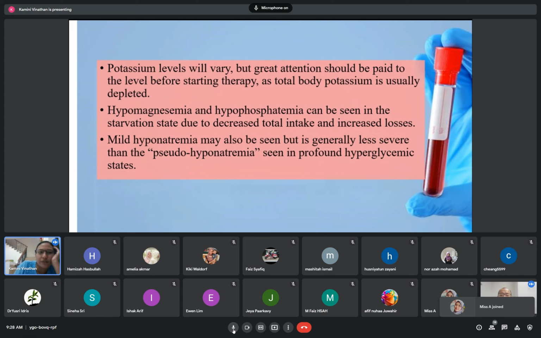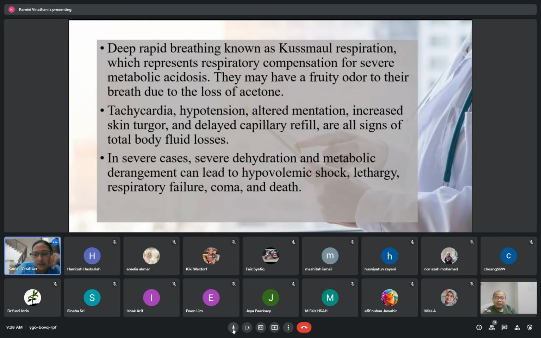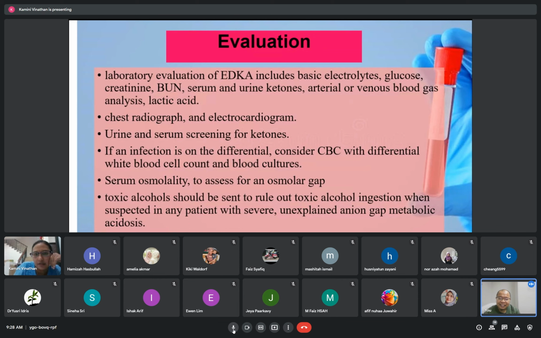Next is... wait, just go to the previous slide. Any other? Previous slide, for this. No, the previous slide from just now, the red one. Toxic alcohol, where do we send it to? Is it something that we offer?